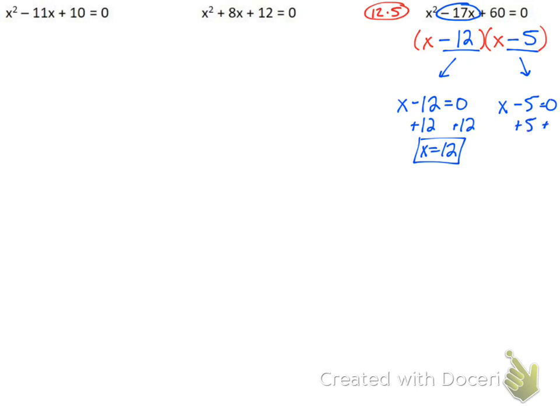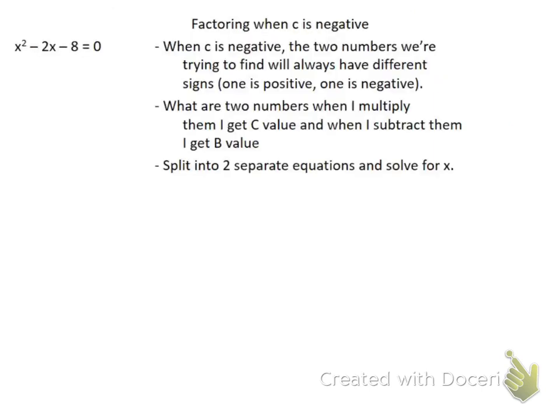Add the 5 to the other side, and x is equal to 5. My two separate answers. Okay? So again, this is just all of our c values being positive. So when we move on at the bottom, this is when my c values are negative. So again, my c value right here is my negative 8.